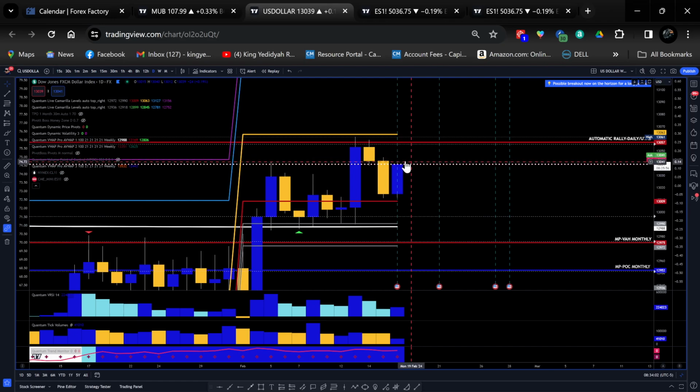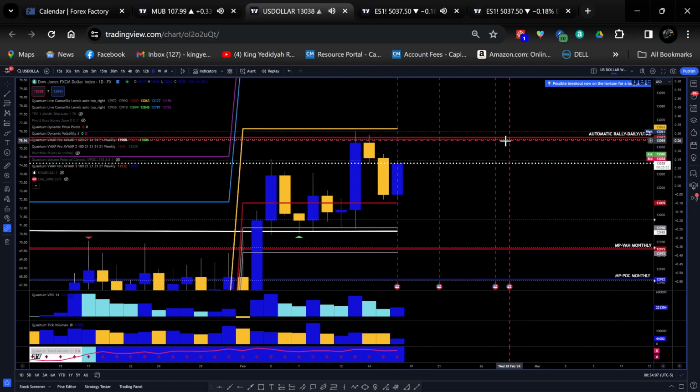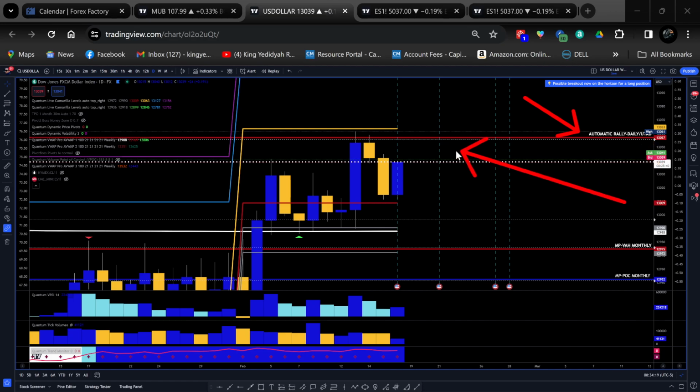Pushing back up here to, I have a level here, an automatic rally level on the daily chart, 13.057, and also monthly Camarilla R4 is at 13.063. So usually when the dollar is moving up, it's actually inverse to the ES.